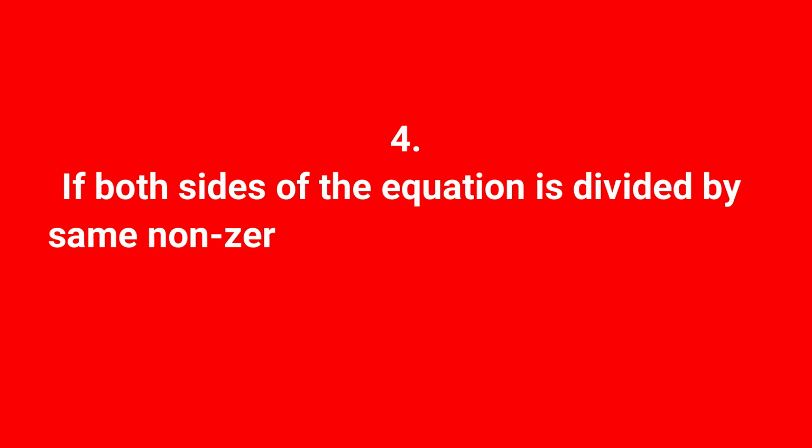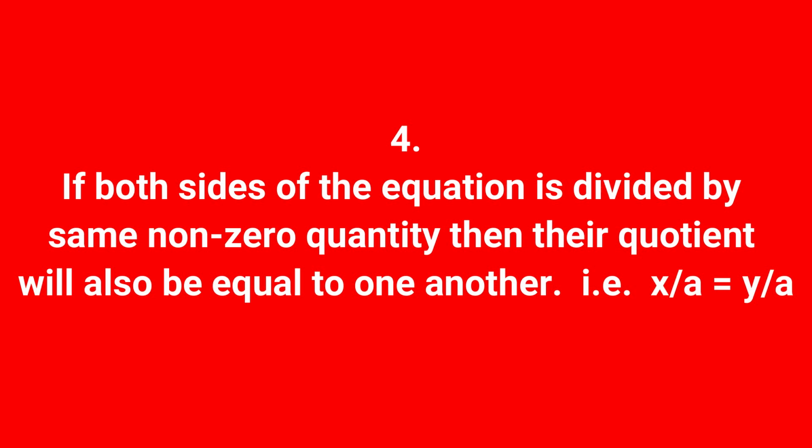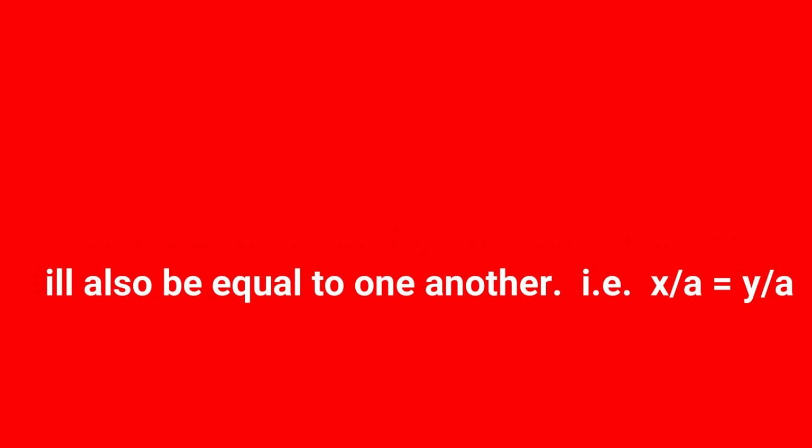Rule number 4, if both sides of the equation is divided by same non-zero quantity, then their quotient will also be equal to one another, such that x divided by a equals y divided by a, where a is not 0. So these axioms are mostly used for simplification in solving equations.